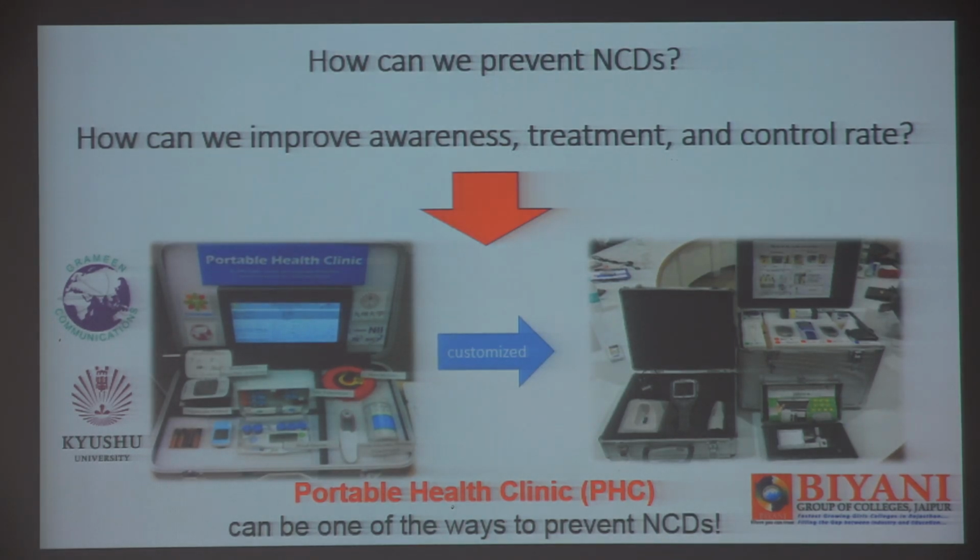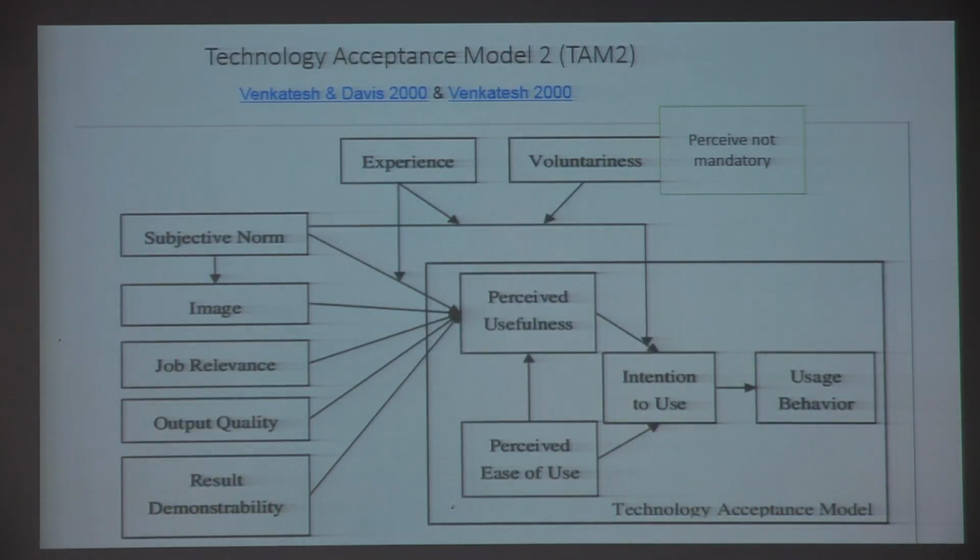I would like to show 3 theories or models of how this technology can be accepted by people or society. This is called the technology acceptance model, developed by these researchers in the year 2000. So these are the factors which influence the acceptance of technology.